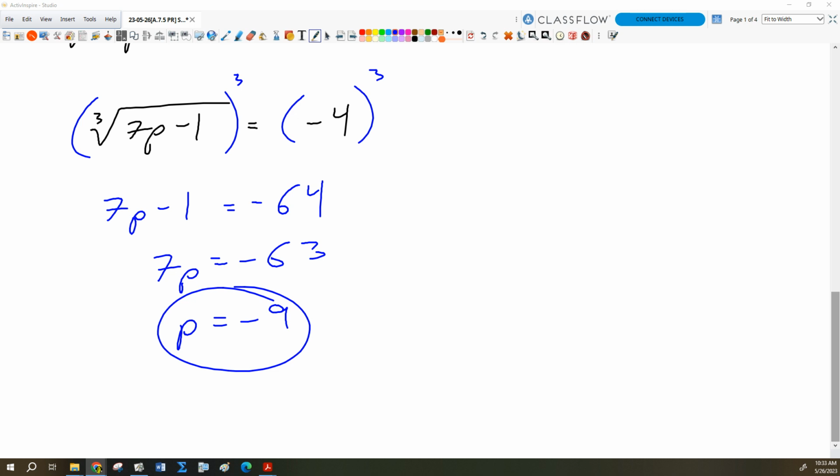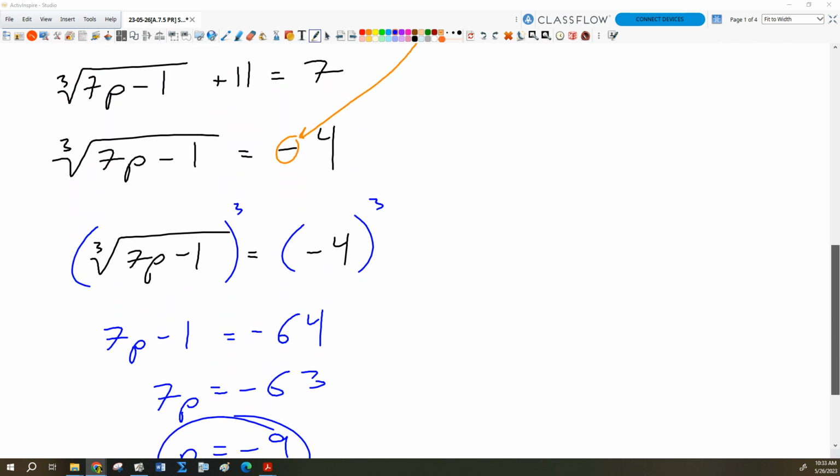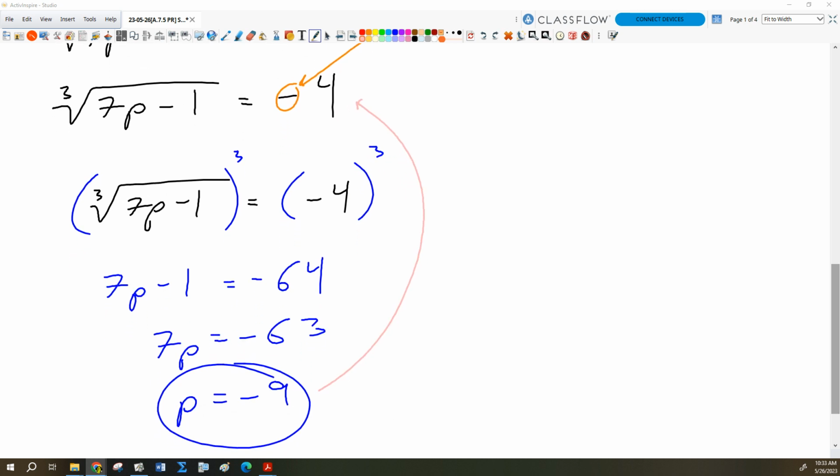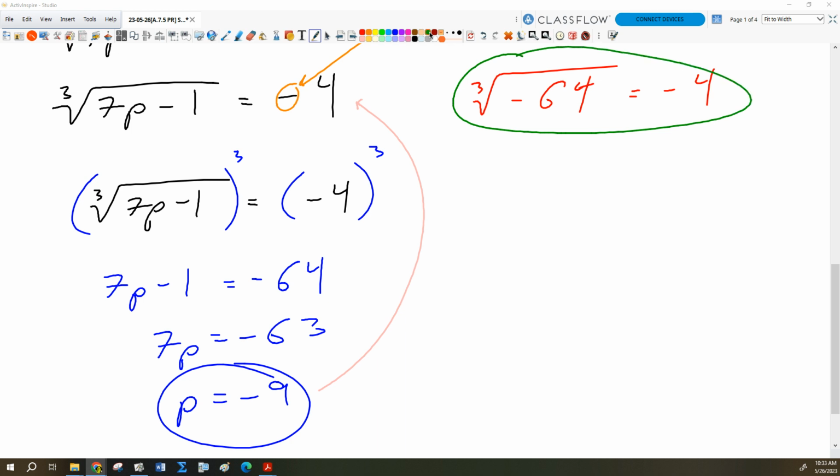Okay. We have to check for extraneous solutions. So if we plug that back into, let's go back to this one right here. Then we get the cube root of 7 times negative 9. That's negative 63 minus 1, negative 64, equals negative 4. True or false? True. So that is a solution.